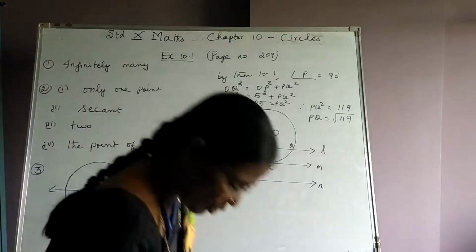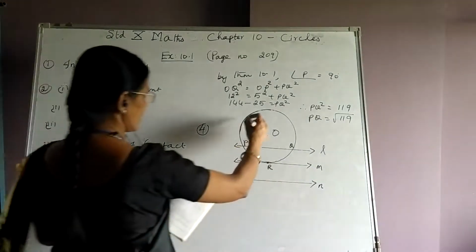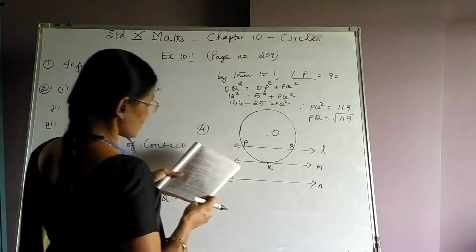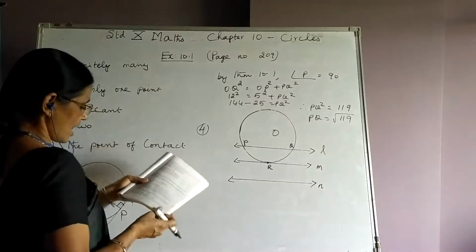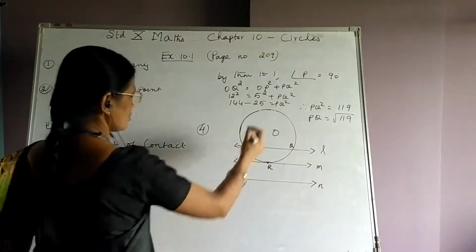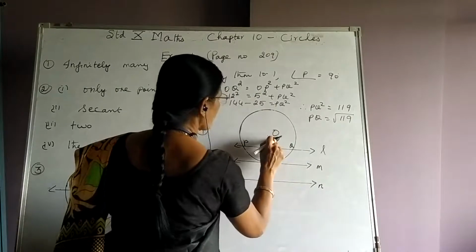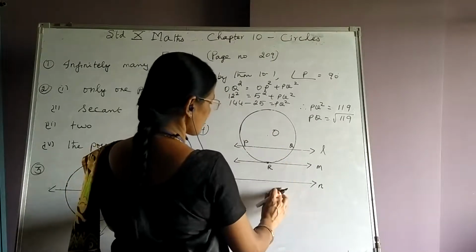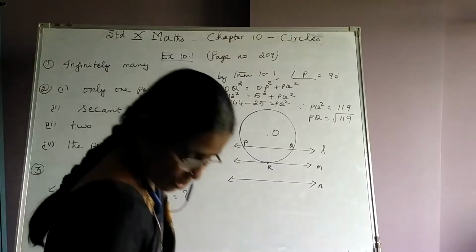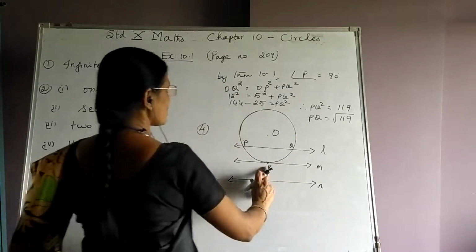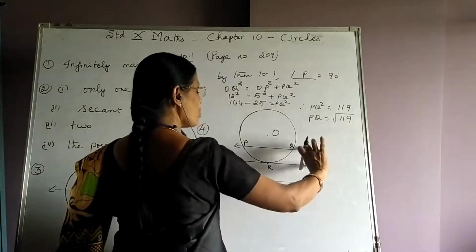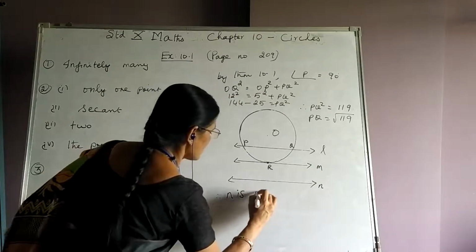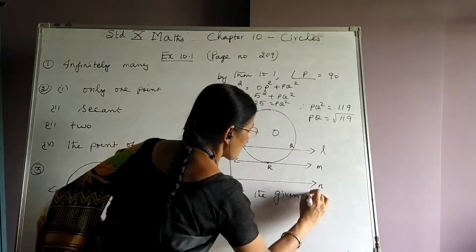Okay. Come to the fourth question. Draw a circle, right? And two lines parallel to a given line such that one is a tangent and the other is the secant of the circle. So we have drawn a circle with center O. N is the given line. Now we have to draw two lines, right, such that one is a tangent and other one is a secant. Both should be parallel to N. So let us write N is the given line.